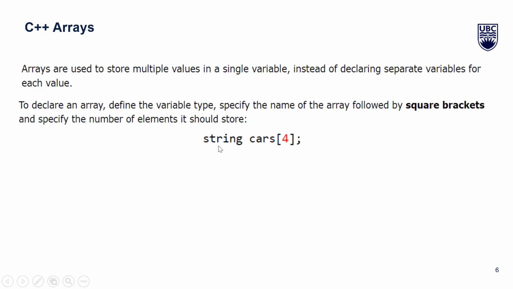So for example, we have here string. String is the type of our variable. Cars is the name of our variable, and between two square brackets, we define the number of elements inside this array. So the array cars contains 4 elements.